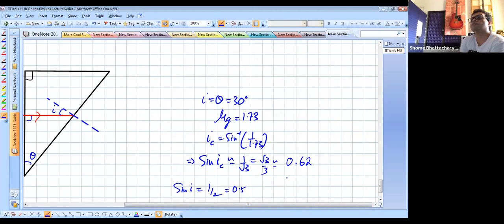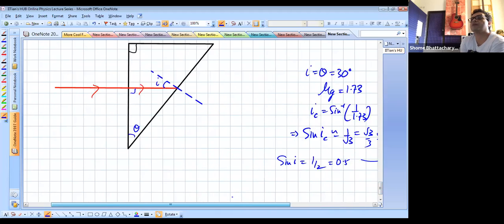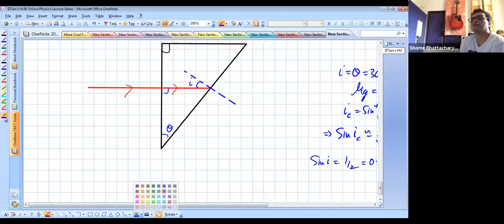Okay, so you can see from this and this that the angle of incidence is less than the critical angle. So there is refraction. There's no total internal reflection. So this time what happens is that it bends away from the normal, but it bends into air. So something like this. This is what happens after this. And let's say this angle is the angle of refraction.